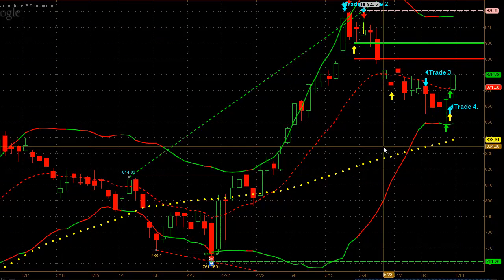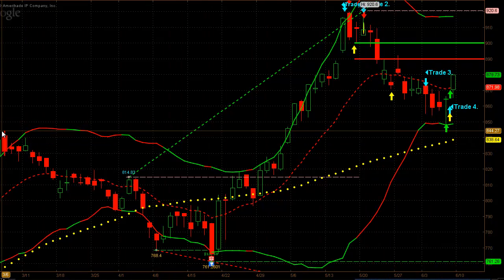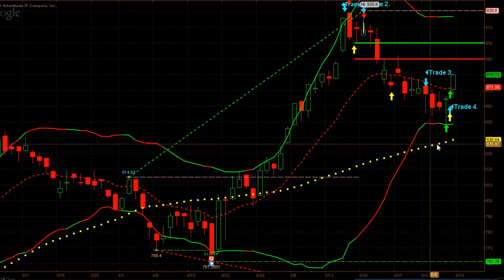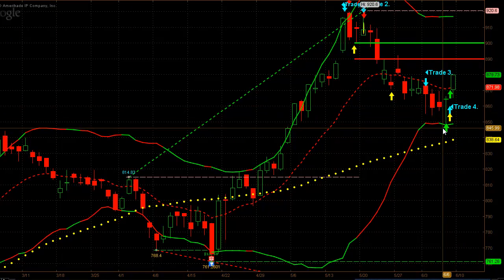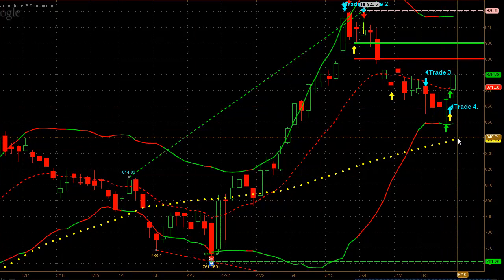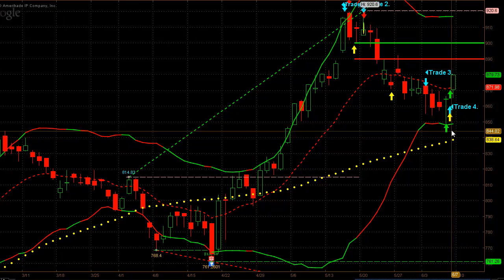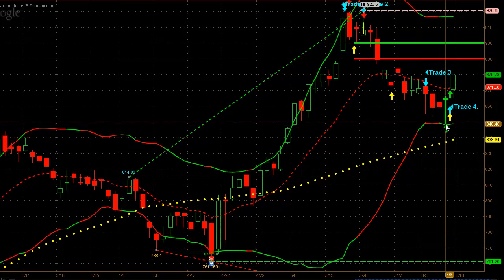So here's a daily time frame. You can see here the support level, this pivot high, that came in at 844, and then you had a 50 period moving average down here at 838. So I thought it would come down to this pivot high here, and maybe even to the 50-day moving average. It did make a low of 848.